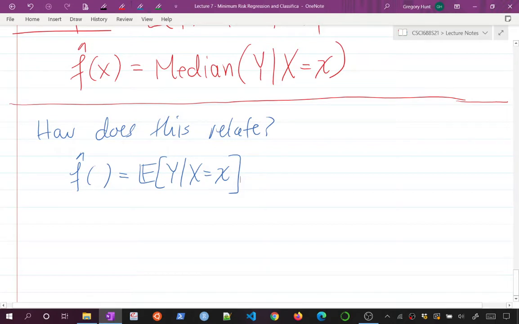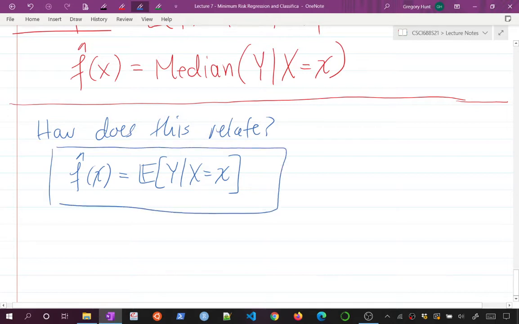So this f of little x, right? Okay. So this is our golden rule. If we use a squared loss, that's the optimal thing to do. So, okay. What do we actually do in practice?